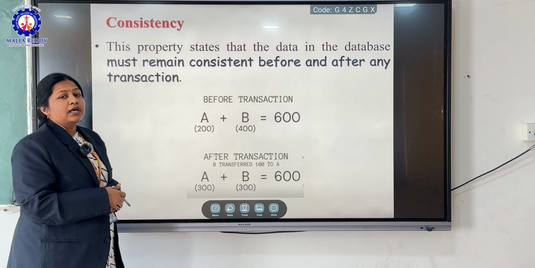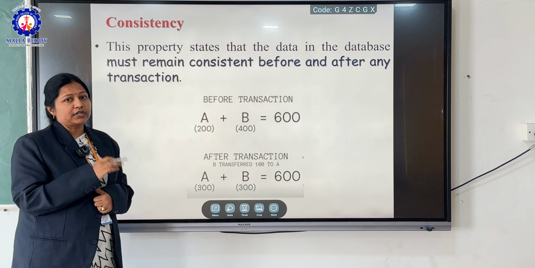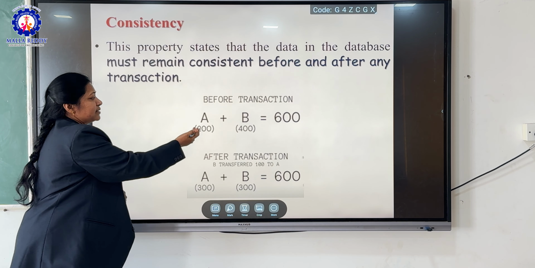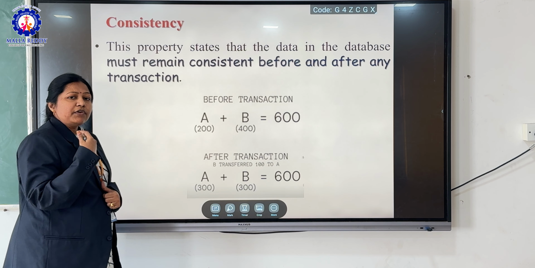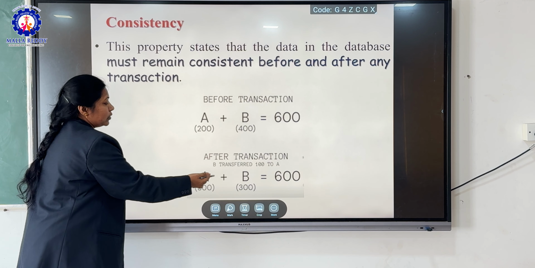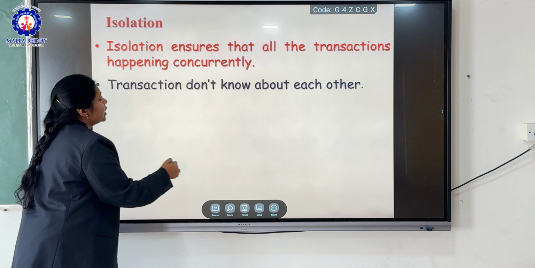And coming to the next property, consistency. Consistency states that the data in database management must remain consistent before and after the transaction. So before the transaction, the two accounts' amounts A plus B is equal to 600. Even after the transaction, the two accounts' amounts A plus B must also be equal to 600.